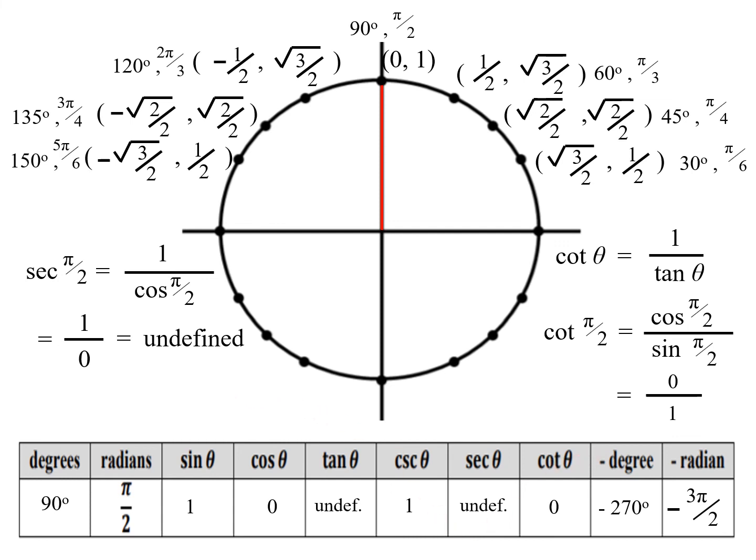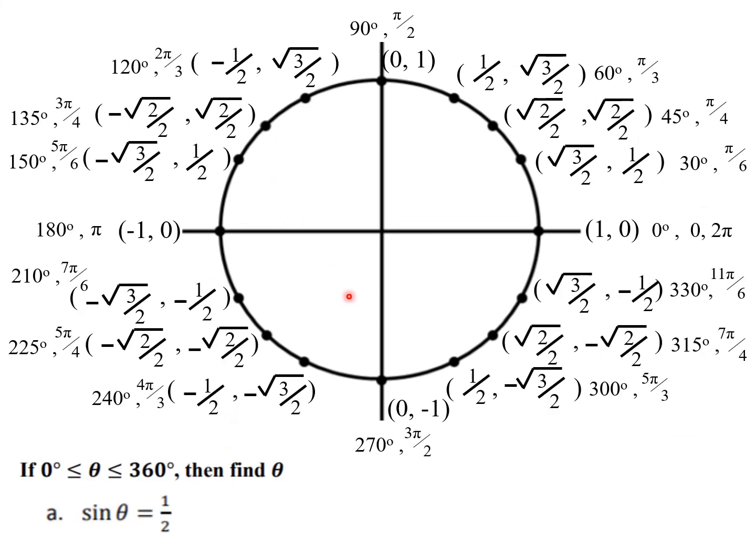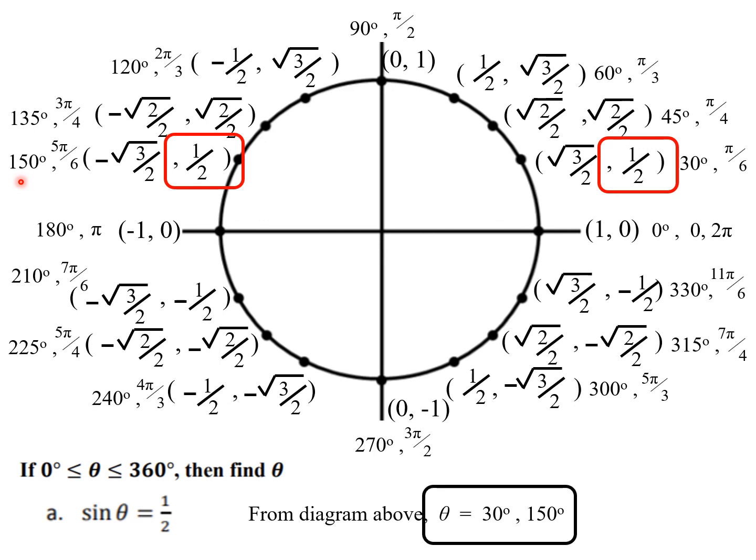All right, just a few more things to do. This is just for reference, just for a visual. If theta is between 0 and 360 degrees, find theta when the sine of theta is a half. Well, let's look around here. The sine is the y-coordinate. Which points have 1/2 as a y-coordinate? Here's one. And there's another one. Can you find it? Yeah, it's there. And these correspond to angles of 30 degrees and 150 degrees. And those are our answers.